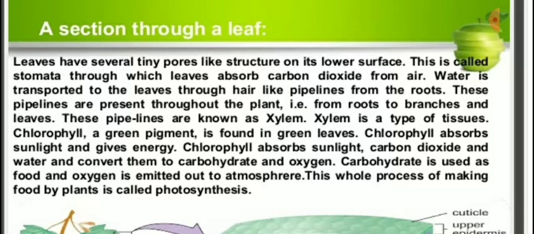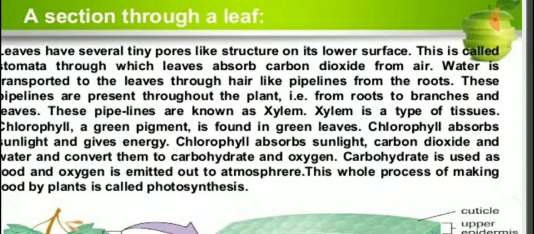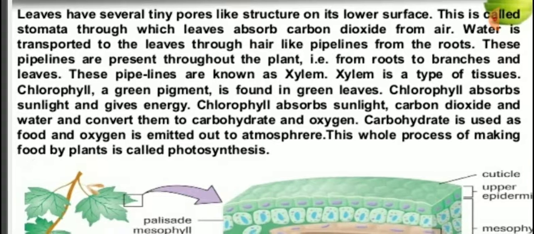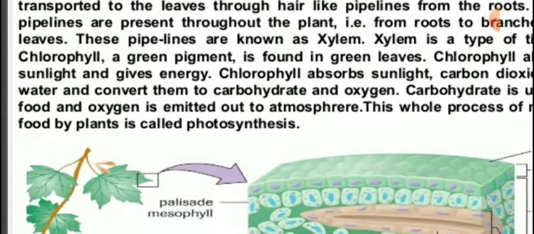Water is transported to the leaves through hair-like pipelines from the roots. These pipelines are present throughout the plant, that is, from roots to branches and leaves. These pipelines are known as xylem. Xylem is a type of tissue.